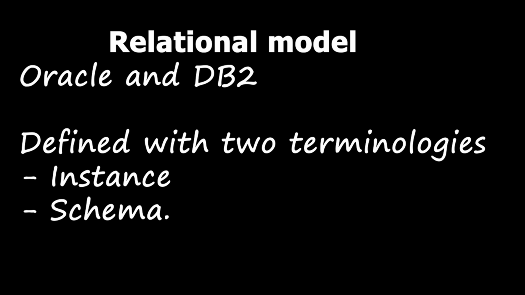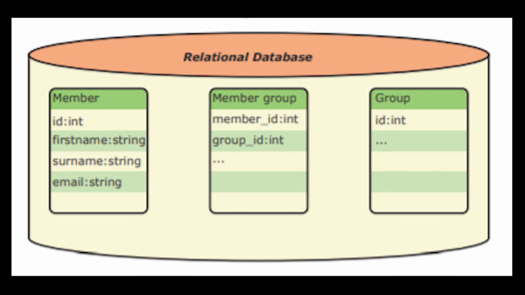Next, we are going to see the relational model. Some of the relational models in use are Oracle and DB2. This is defined by two terminologies, that is instance and schema. Just see this relational database model and you will get knowledge about instance and schema. Instance means a table which consists of rows and columns. Here we have 3 columns, and in each column the first row is the member row, next one ID.